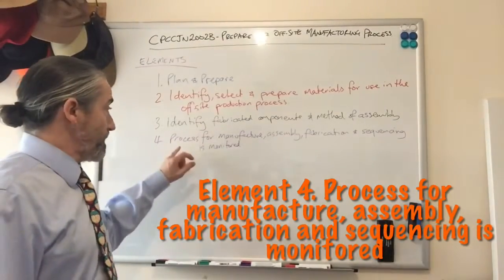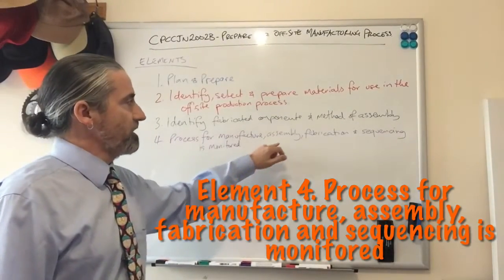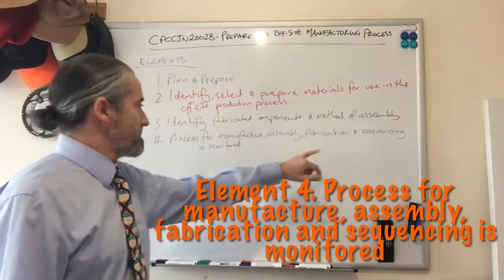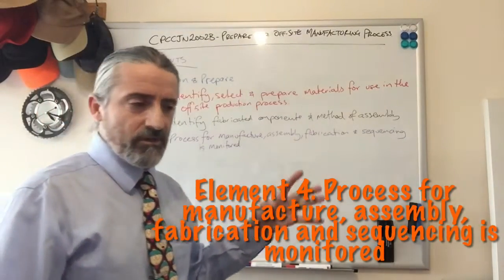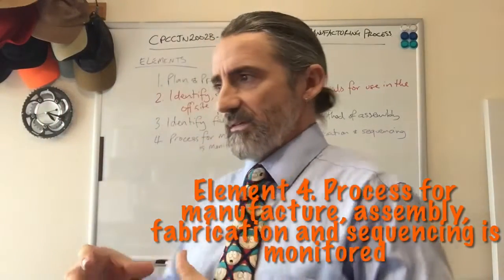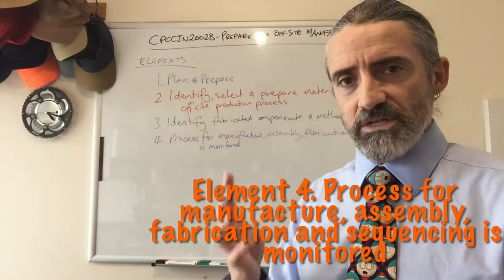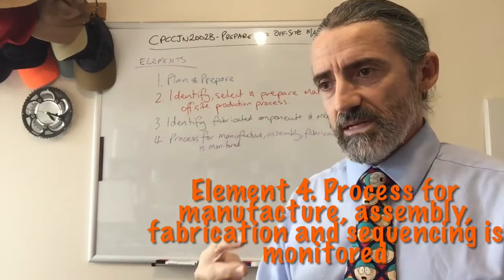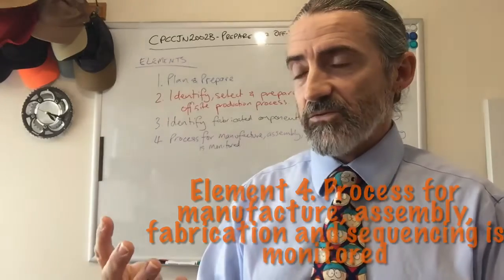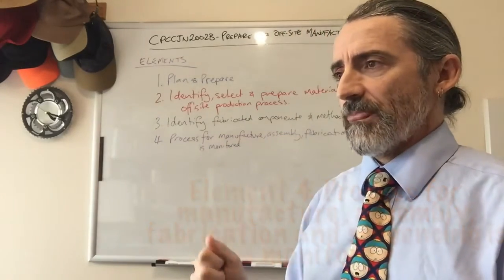Element 4, process for manufacture, assembly, fabrication and sequencing is monitored. So there's a few things in there, and there's 4 performance criteria that you're actually being assessed on, or making sure that you can demonstrate for this element.